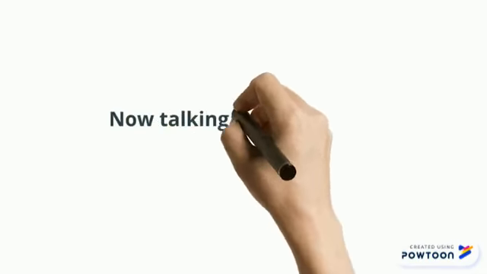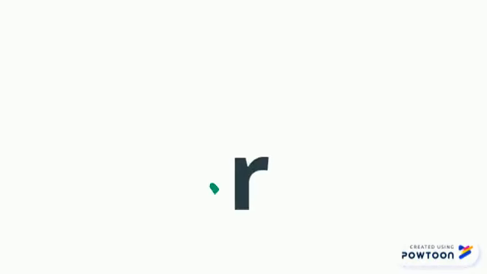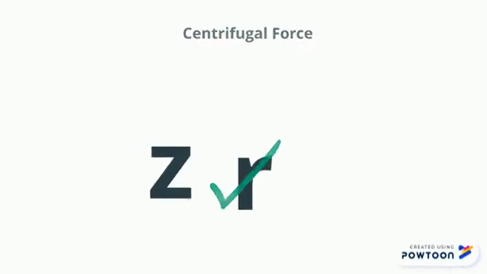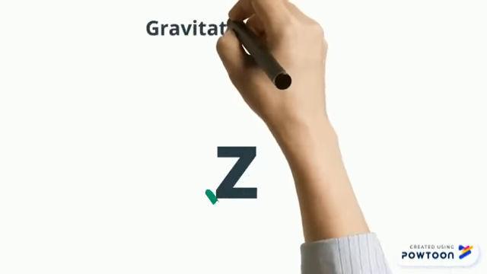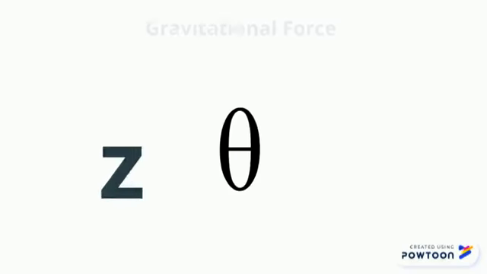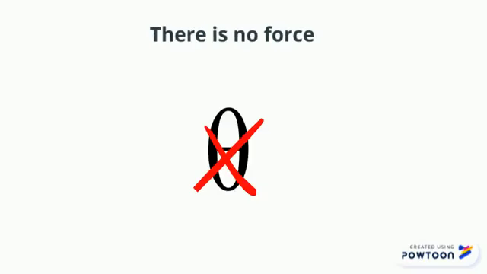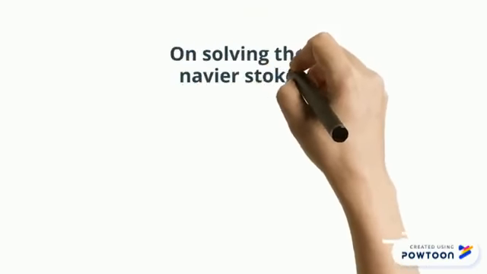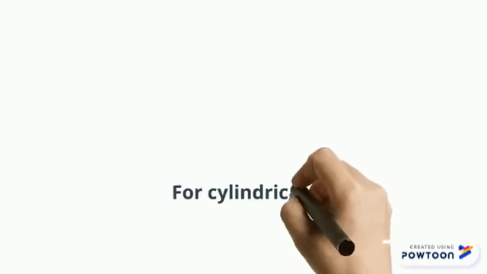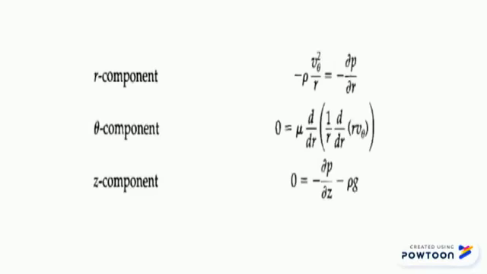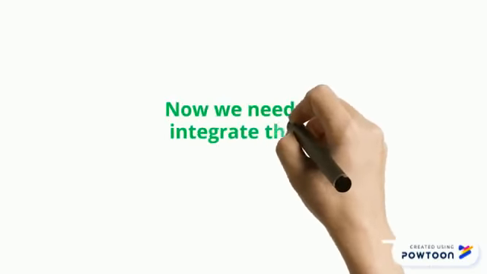We should now talk about the dependency of the pressure. So it is dependent on r, yes correct, because of the centrifugal forces, on z because of the gravitational forces, and not on theta because there is no force in that direction. Now on solving the Navier-Stokes equation for the cylindrical coordinate system, we get our equations for r, theta and z as follows. Now we need to integrate the above equation.